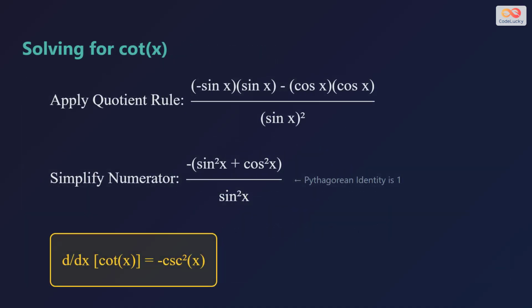Now, let's plug those parts into the quotient rule formula. We get negative sine squared minus cosine squared in the numerator, all over sine squared. Notice that if we factor out a negative one on top, we get sine squared plus cosine squared inside the parenthesis. That's the Pythagorean identity, which equals 1. So, we are left with negative 1 over sine squared x. Since 1 over sine is cosecant, our final result is negative cosecant squared x.